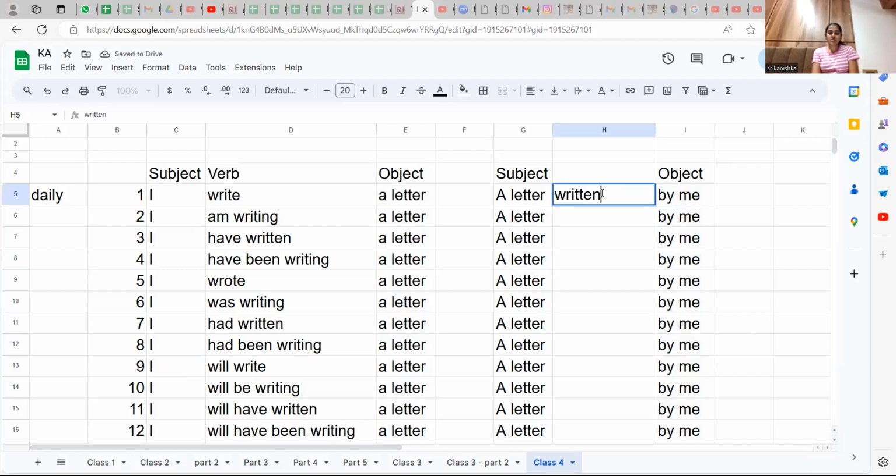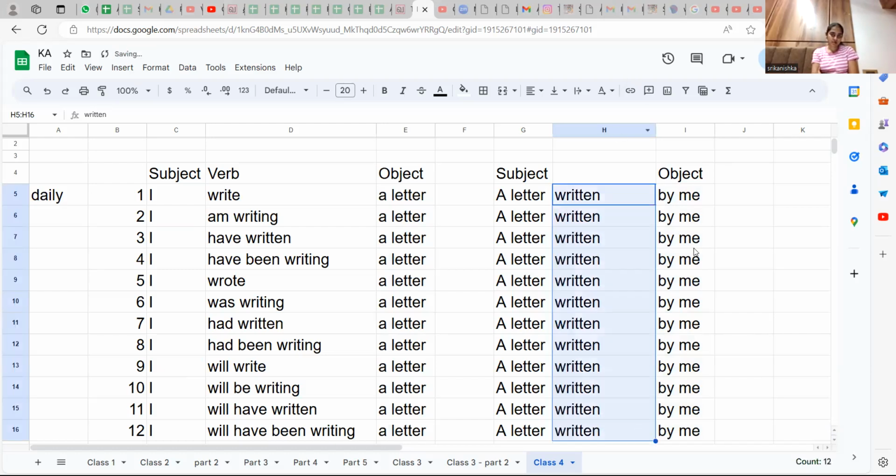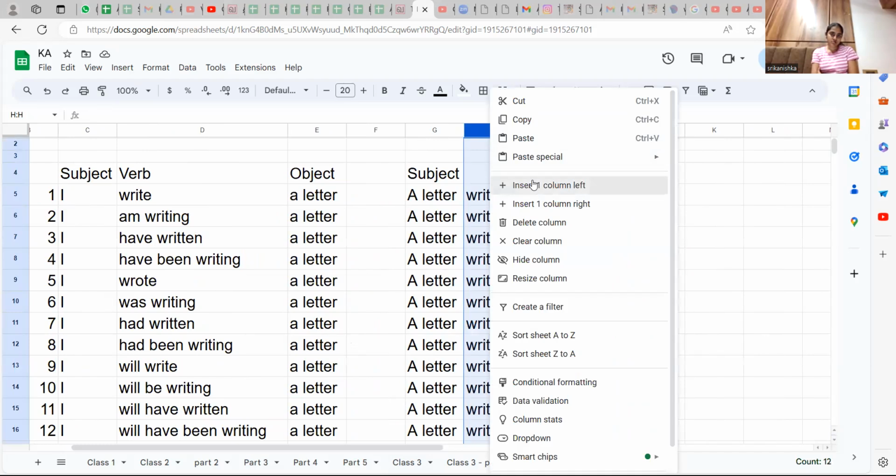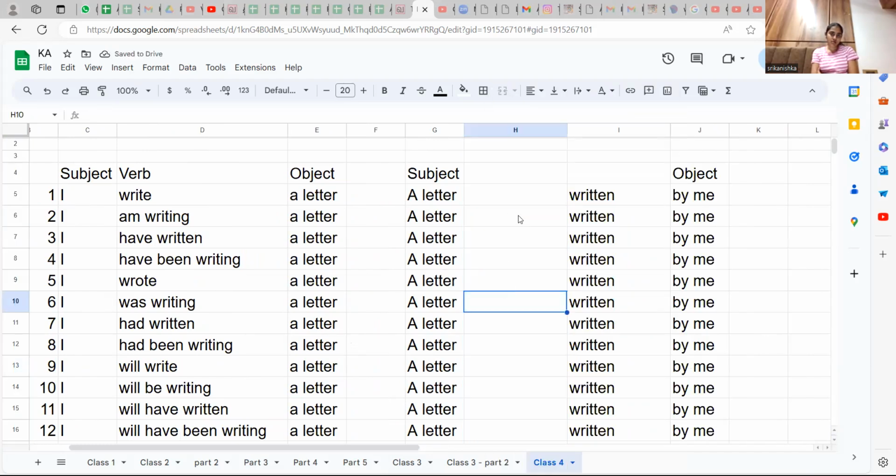First, we will fill this up. The constant one is, look at this, the written is going to remain the same, the main verb. Only the supporting verb is going to change. So it is going to be is. Then, look at this, I write a letter, a letter is being written. Is being. Look at this, is being. A letter has, it has to be has been. Carefully. Has been. Has been.